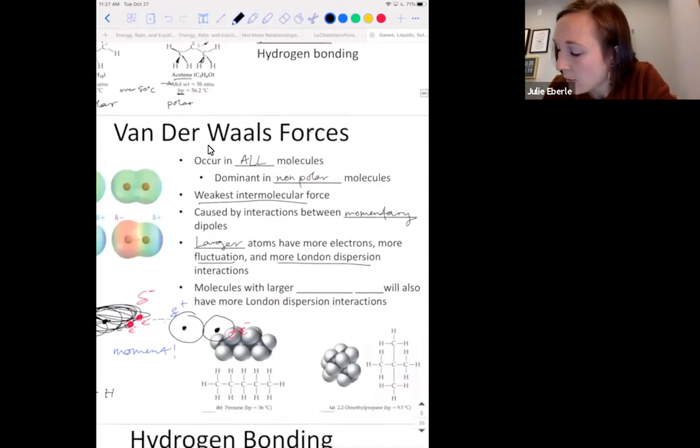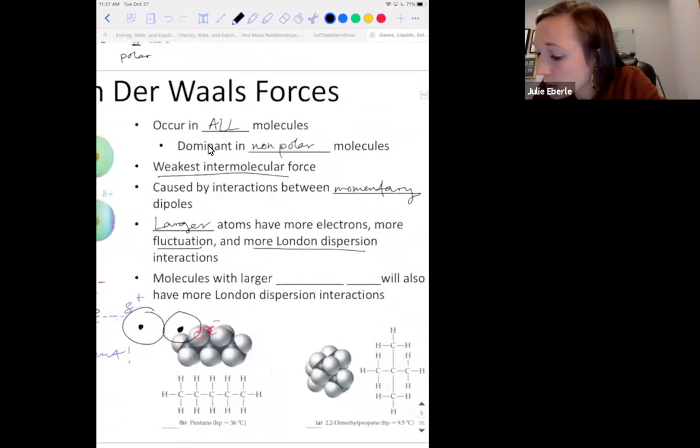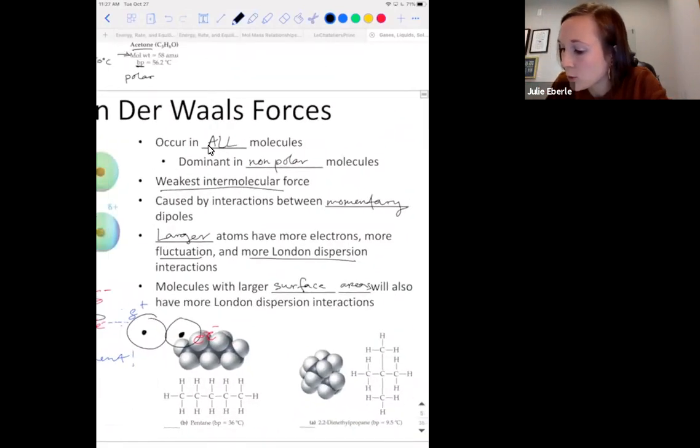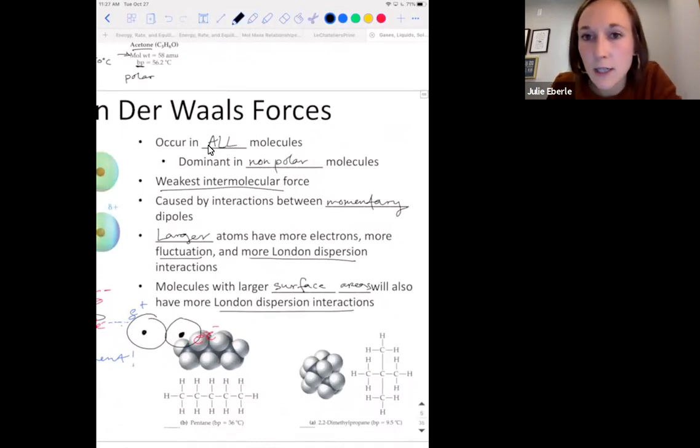So because of that, molecules with larger surface areas will have more London dispersion interactions. We're going to look at an example of this with the 2 figures I have down here: how surface area impacts London dispersion forces and then how that affects melting and boiling points. Atoms with a larger atomic number, more protons, therefore more electrons, have larger London dispersion forces. And then molecules with larger surface area.